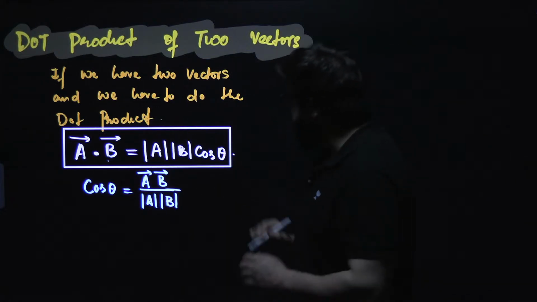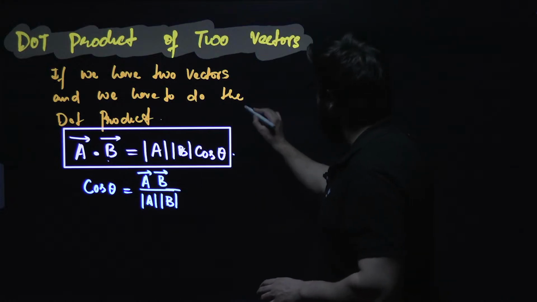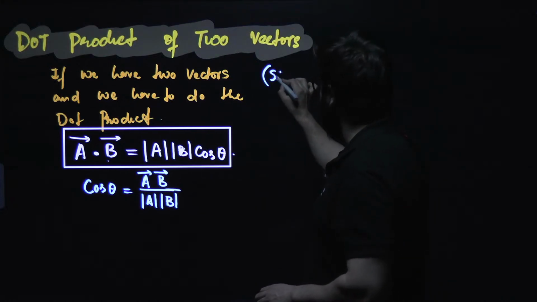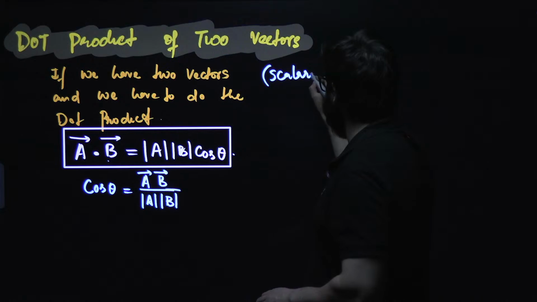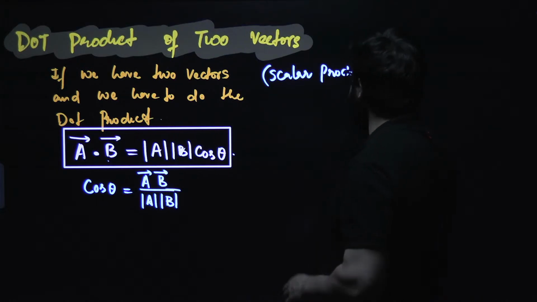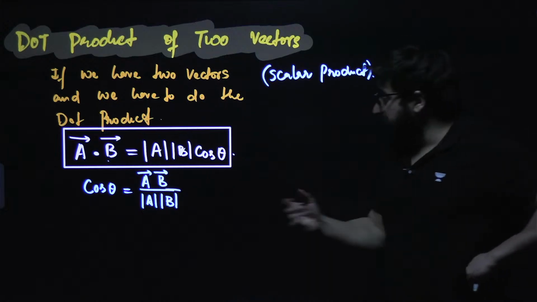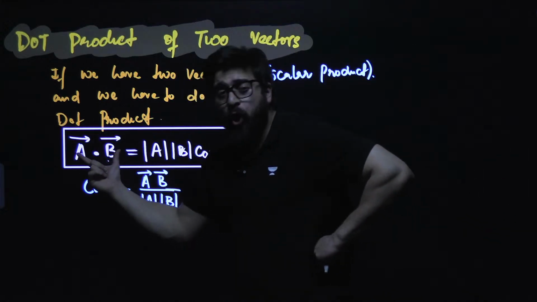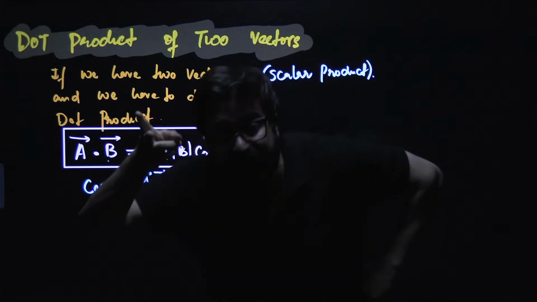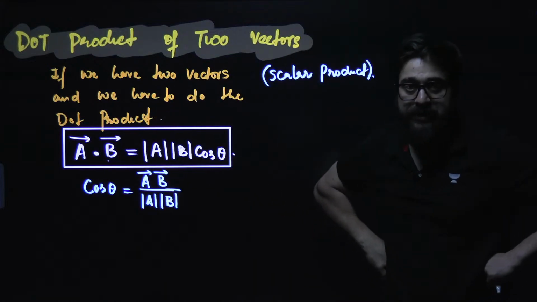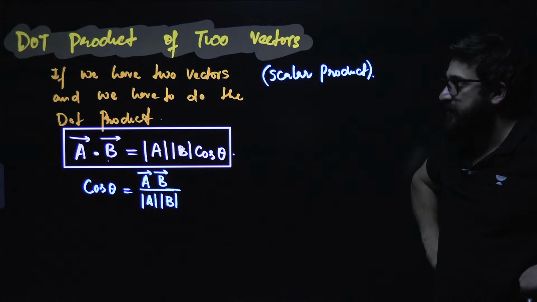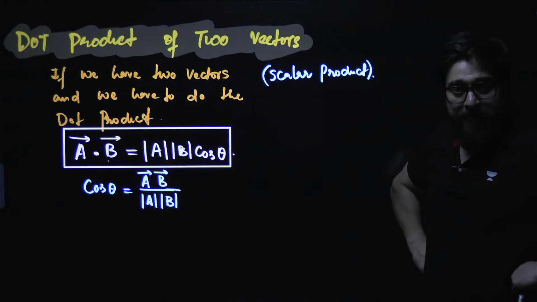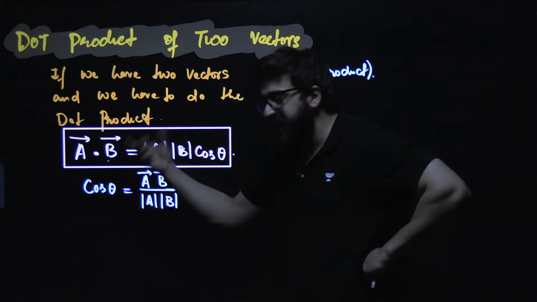And when it comes to the dot product, I say it is scalar product. Sir, what is that? The dot product of two vectors will always give you the scalar quantity. So if we do A dot B, it will give you the scalar.